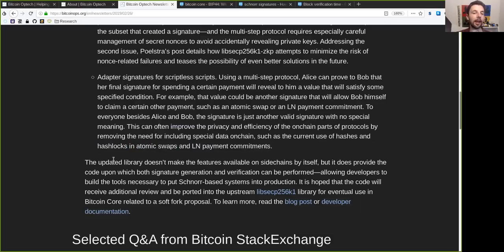payment commitments. The updated library does not make the features available on sidechains by itself, but it does provide the code upon which both signature generation and verification can be performed, allowing developers to build the tools necessary to put Schnorr-based systems into production. It is hoped that the code will receive additional review and be ported into the upstream libsecp256k1 library for eventual use in Bitcoin Core related to a soft fork proposal. To learn more, read the blog post or the developer documentation.